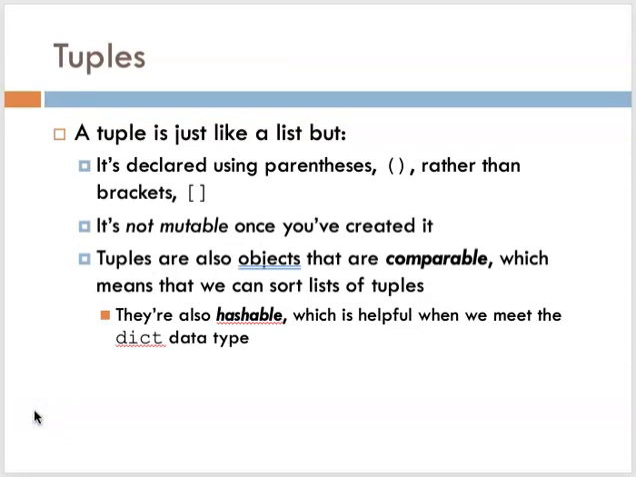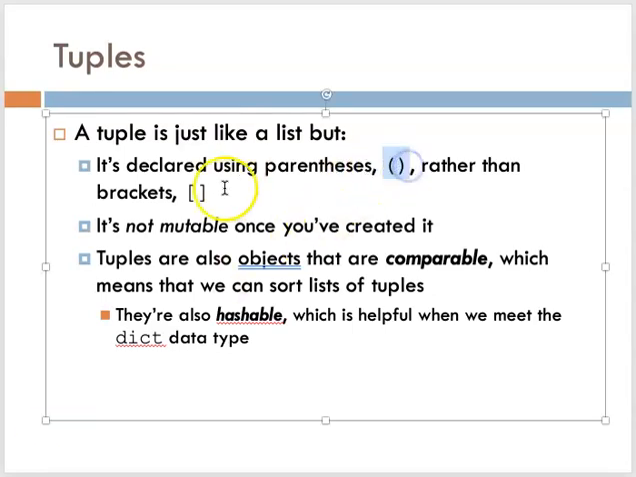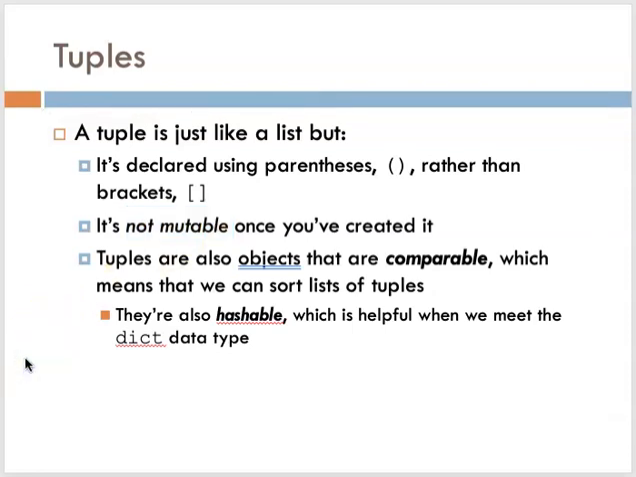Finally, the cousin of the list is something called a tuple, and it's just like a list, except when you declare it, you use parentheses rather than brackets. The other major difference is that it's immutable once you've created it, so it's closer to the string in that way. But tuples are also comparable, which means that we can sort lists of tuples as well. And they're also hashable, which is helpful when we meet other advanced data types like dictionaries, which we'll see later on.